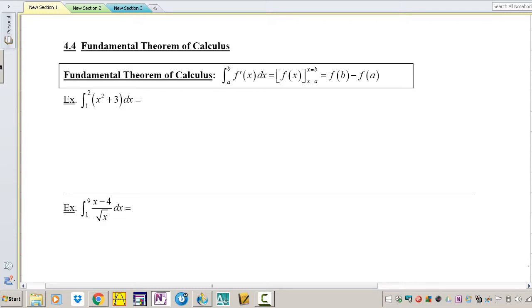Hey guys, welcome to 4.4 Fundamental Theorem of Calculus. In this lesson, we're going to be integrating definitely, and we're going to be computing the exact area under the curves from a certain x value to a certain x value.